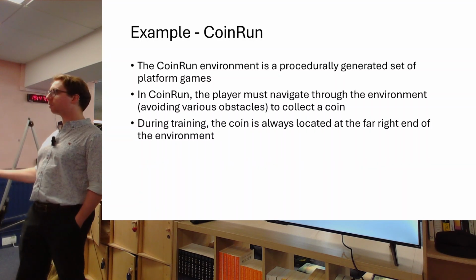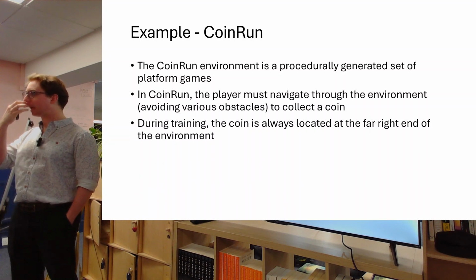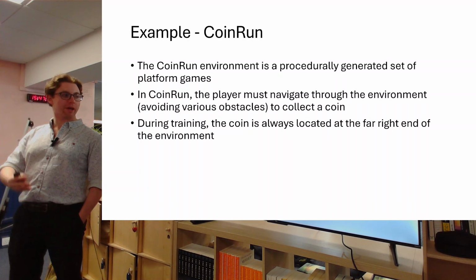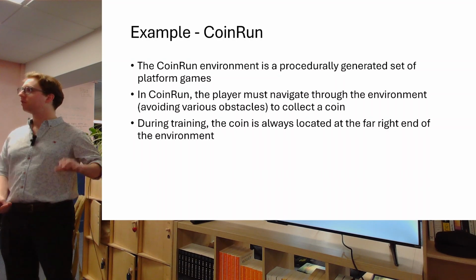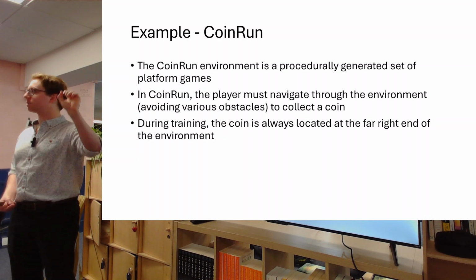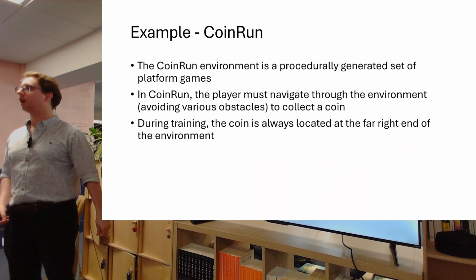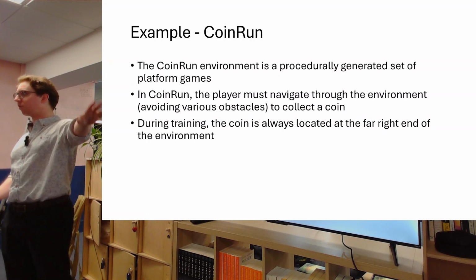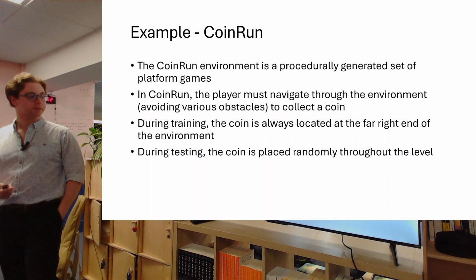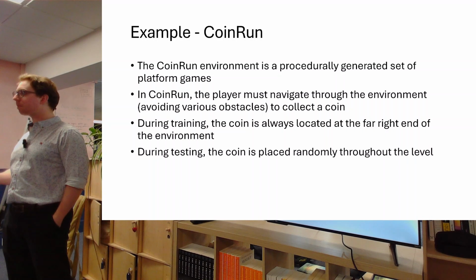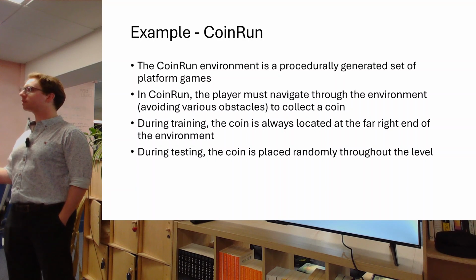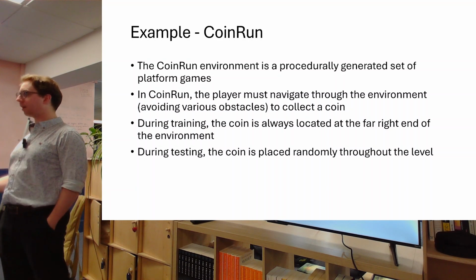So now we have to come to the distributional shift. What's going to be different between the training and the test distributions? So in training, the coin is always going to be located at the far right end of the environment. So the agent will run across the environment, and at the very end of the environment, there's a coin, and it has to just go and get that. And this is very similar to Mario, say, where you're always going from left to right across the level, or usually anyway. But then in deployment or testing, the coin will be randomly placed throughout the level. So we have this distributional shift where in training, the coin is always in one place, and in testing, the coin varies its location throughout the level.